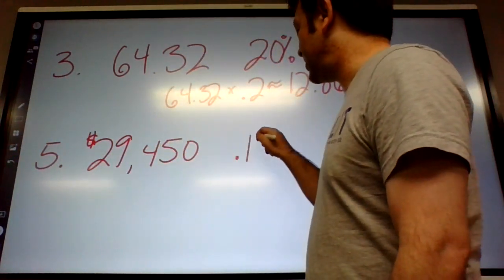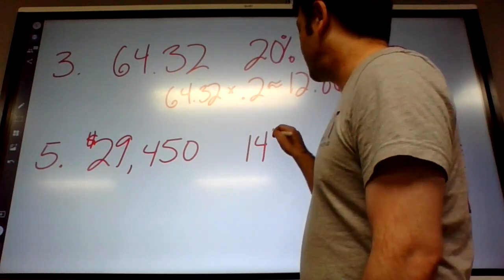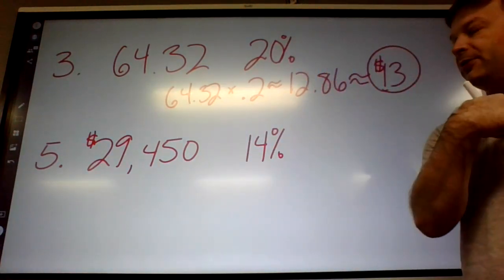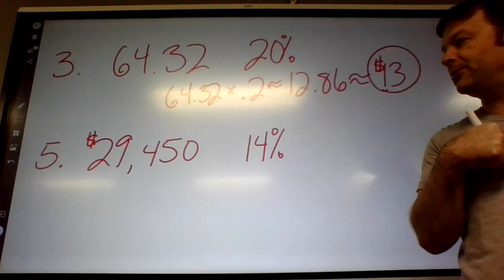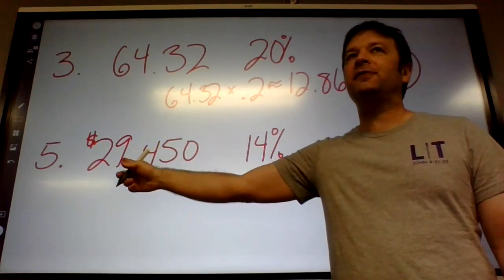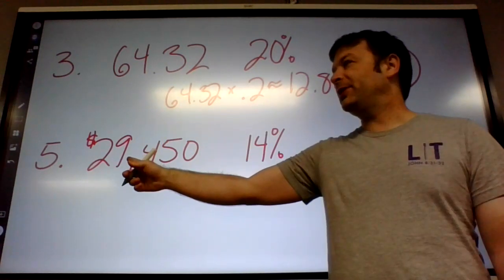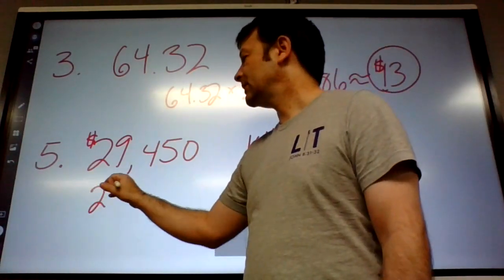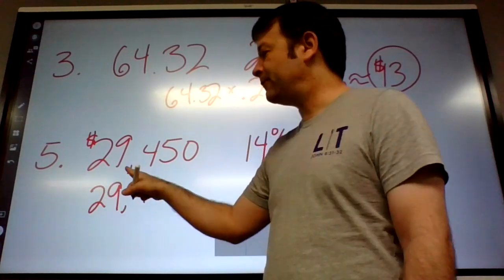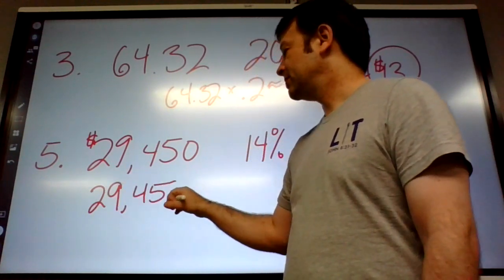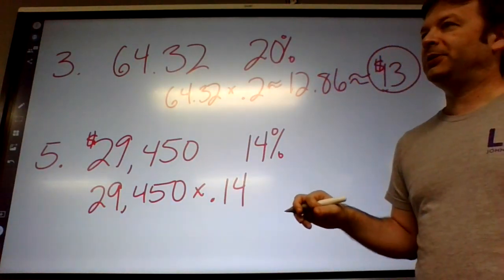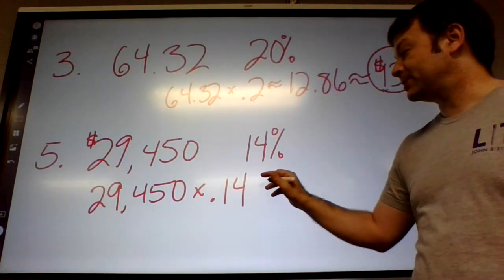And their commission rate is 14%. So their commission, what they're going to take home with them, is 14% of this. So how are we going to figure out what they're going to earn? They're going to get 14% of this. That times, so times 0.14.